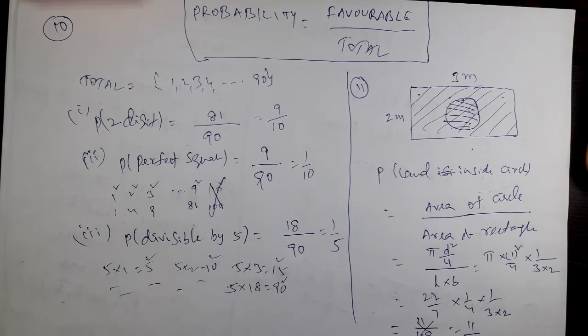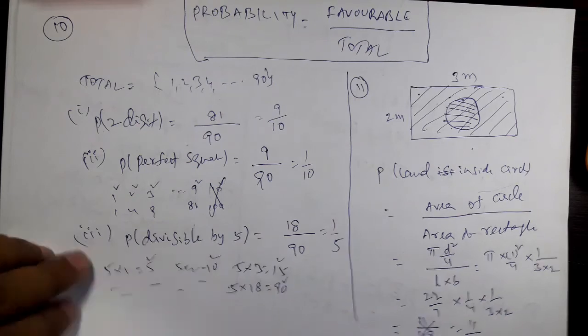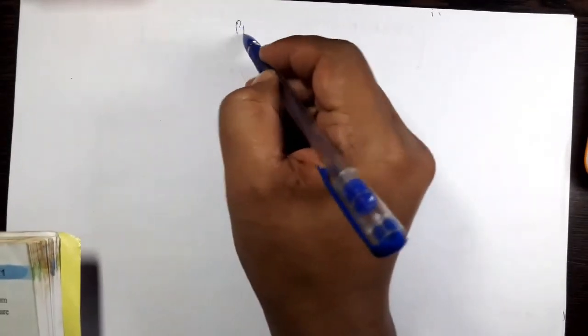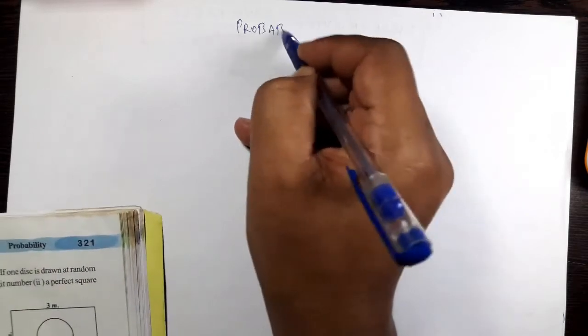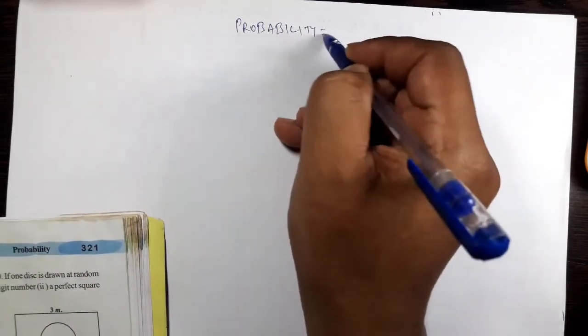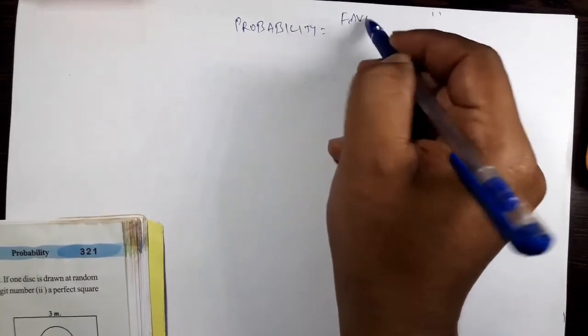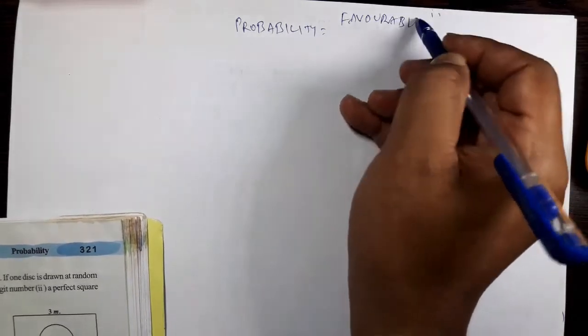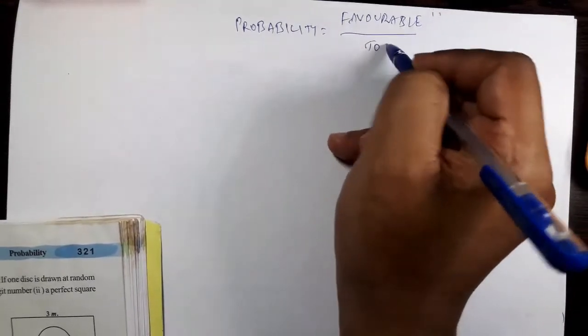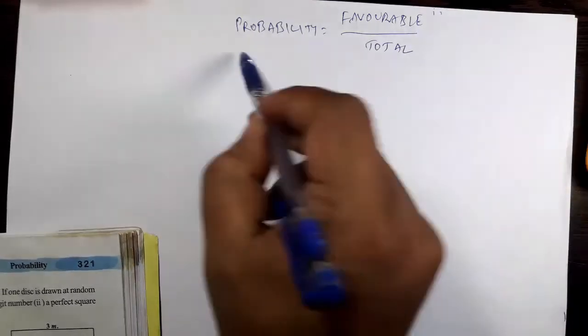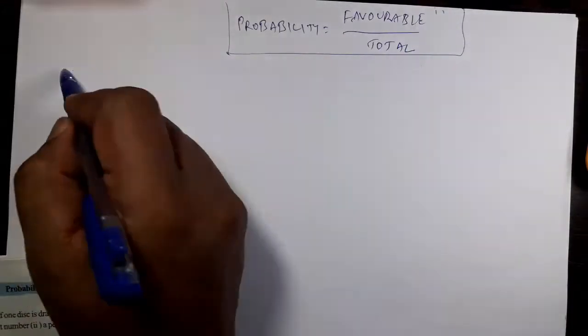So next, question number 12. Before writing that, you tell me the formula for probability. Probability is favorable divided by total, right?